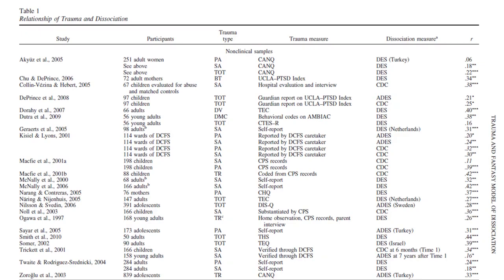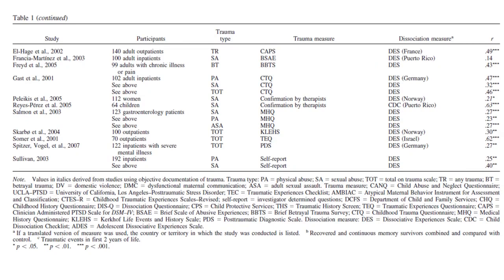So in this table, this is clinical samples here, and you can just see that the correlations are just a little bit higher for some reason in these clinics. A lot of these clinics are where these authors were therapists themselves sometimes, and perhaps in those clinics individuals get to learn about the theory of trauma and dissociation. And you can see even in those clinics, it ranges from non-significant results to a high of 0.63 in one of those studies.